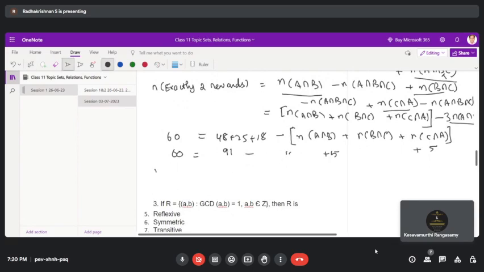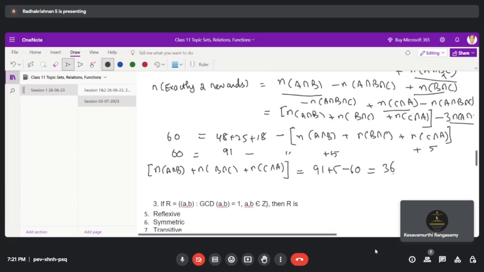What will the value of this be? n of A intersection B plus n of B intersection C plus n of C intersection A will be equal to 91 plus 5, because I'm taking this to the left hand side, so these two are remaining. So 60 comes from this side to this side, so it changes sign. 91 plus 5 minus 60. So we have n of A intersection B plus B intersection C plus C intersection A equal to 36.